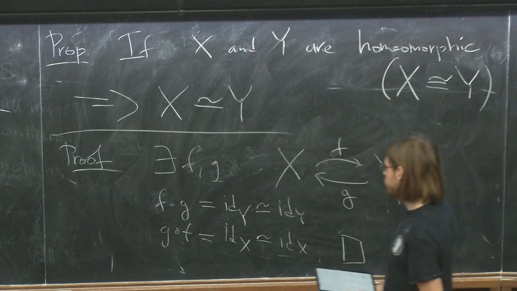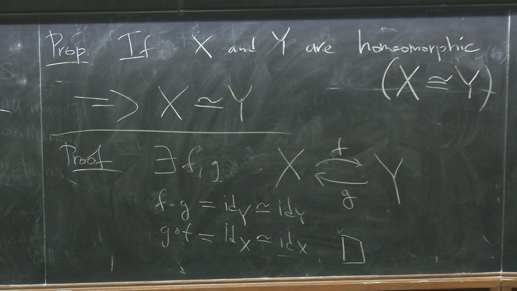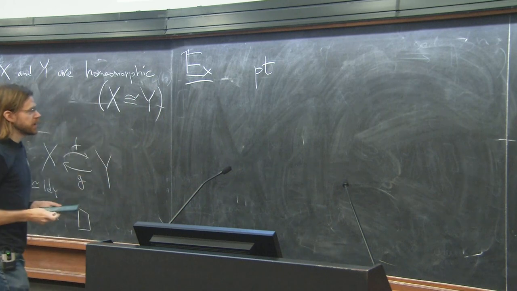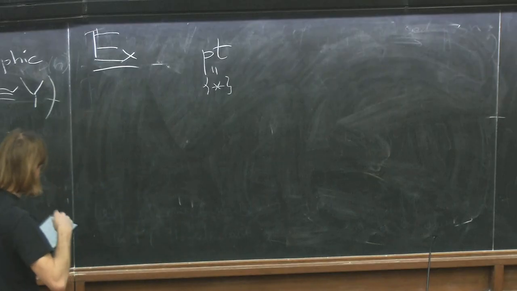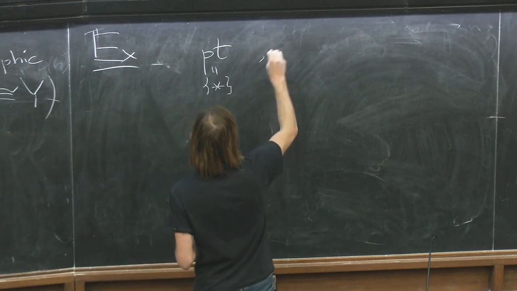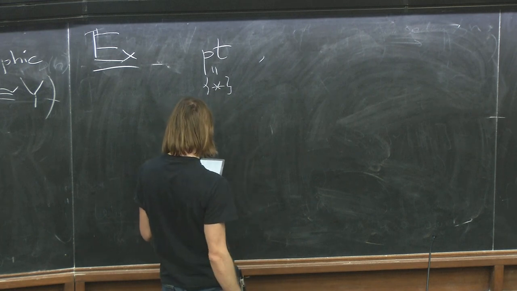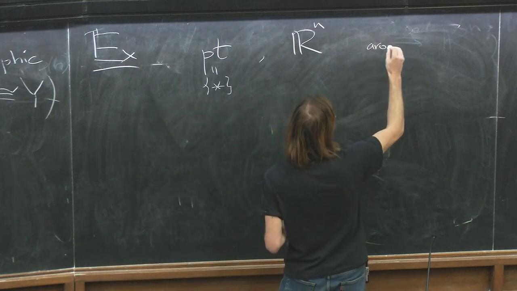Okay, before we show that this is indeed an equivalence relation, let me give you a very simple example of homotopy equivalence. Consider a topological space consisting of a single point. Let me denote this point by star. So it's a topological space with a single element star, which I will usually denote in my course as PT. And consider Euclidean space Rn. This pair of spaces are homotopy equivalent.